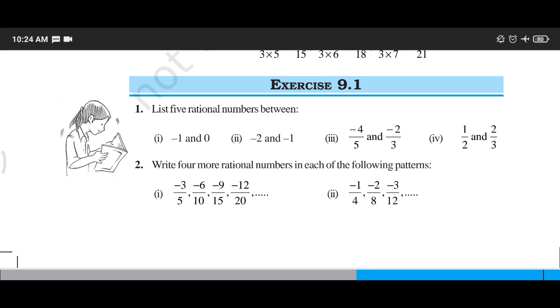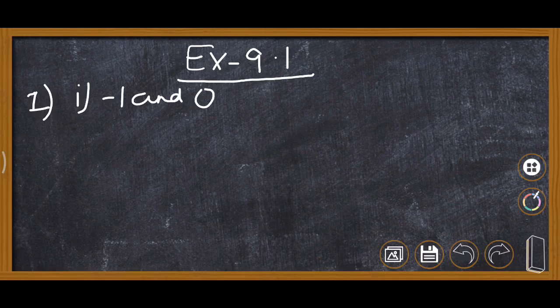Today we are doing exercise 9.1, chapter 9, class 7th, Maths NCERT. This is question number 1. Find 5 rational numbers between. Here you can see there are 4 parts, and you are required to solve them one by one. Now let's solve it. This is the first part, -1 and 0.